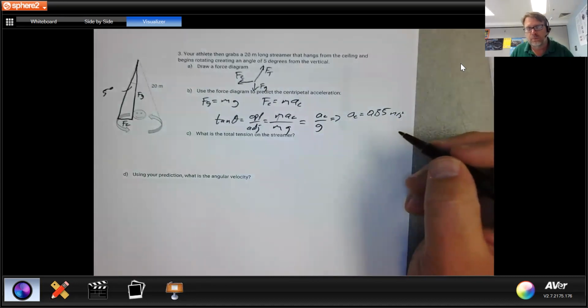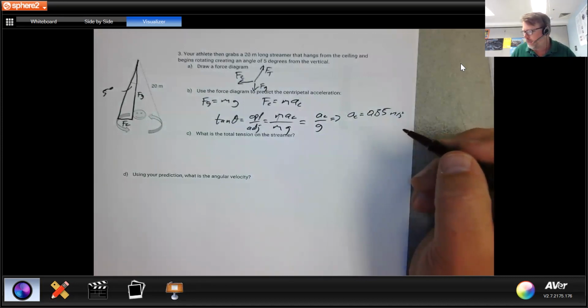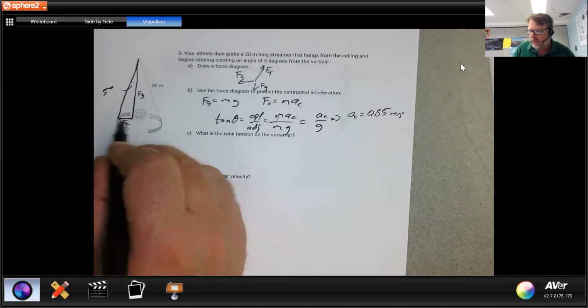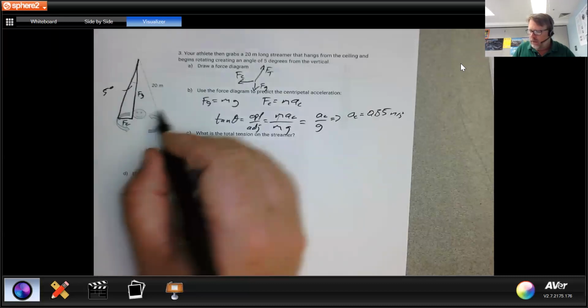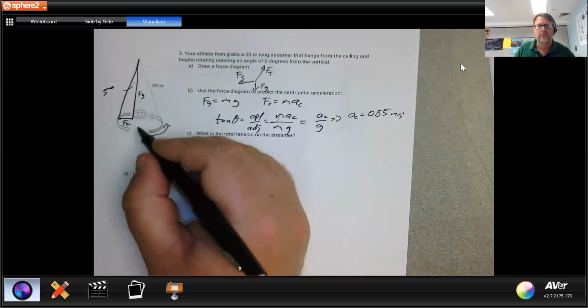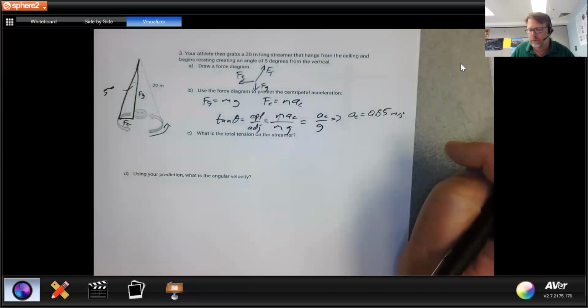Okay, so that is my centripetal acceleration. Not to be confused with angular acceleration. Remember, centripetal acceleration goes radially, angular acceleration goes around the circle, okay? Presumably this is having a constant speed, so zero angular acceleration.